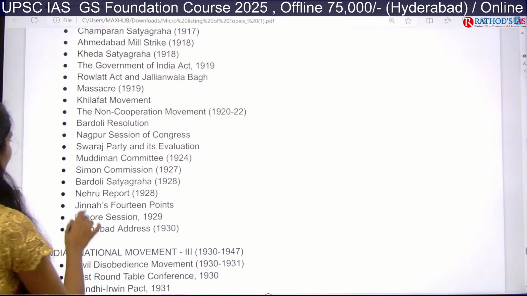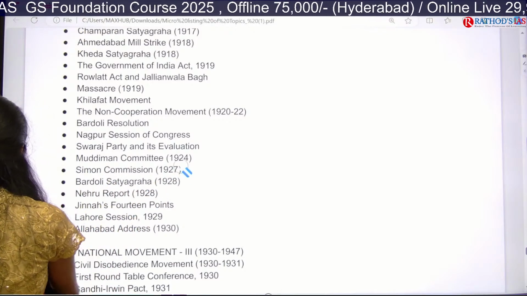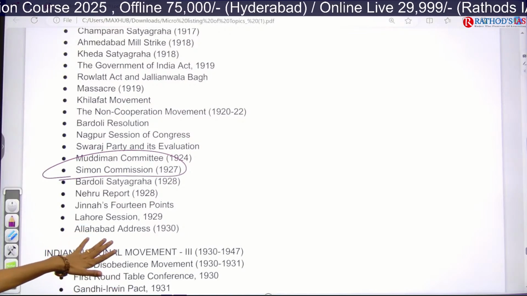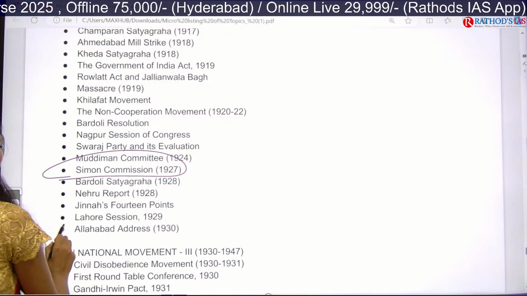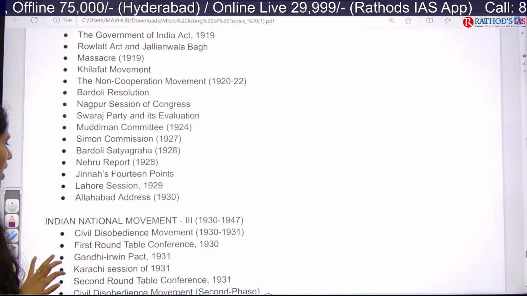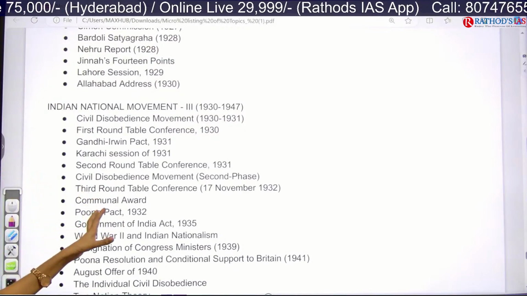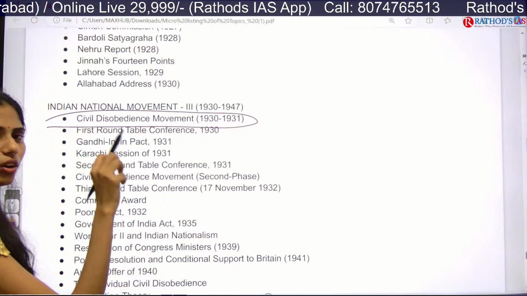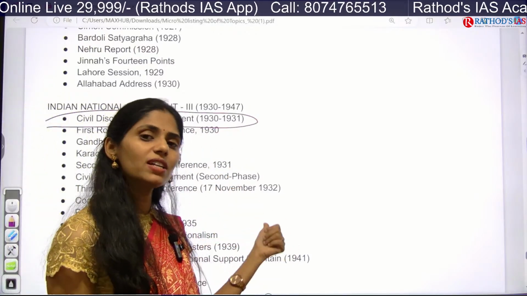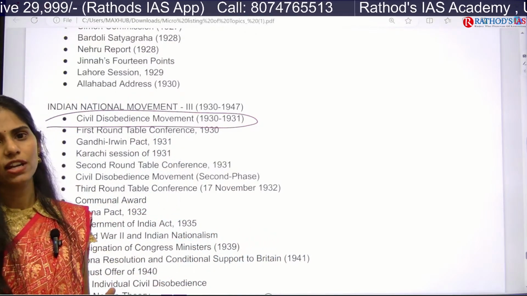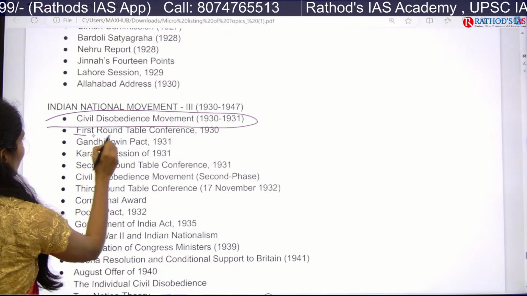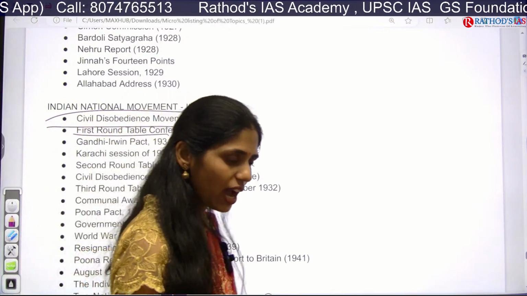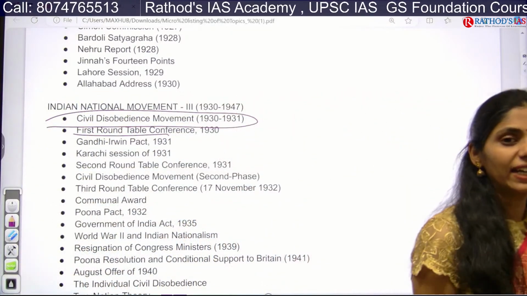You have to know especially the Simon Commission. The Simon Commission is very important for your mains also. And next you have to know about the Lahore session. It is very important. Apart from that, in phase 3 of the Indian national movement, we have civil disobedience. Civil means law, so we are not accepting the laws of the British. That is the meaning of the civil disobedience movement. It started with the Dandi March. And next we have 3 roundtable conferences, 1, 2, 3. From these you have to know who the people were who attended these meetings.